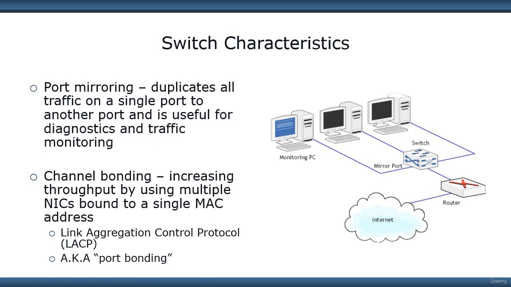Channel bonding or port bonding is going to increase the throughput by using multiple NICs bound to a single MAC address. Okay, and so you're basically effectively doubling the bandwidth by increasing that. And there's a protocol for this. Just recognize the acronym. Link Aggregation Control Protocol is a Cisco protocol that is used for port bonding.